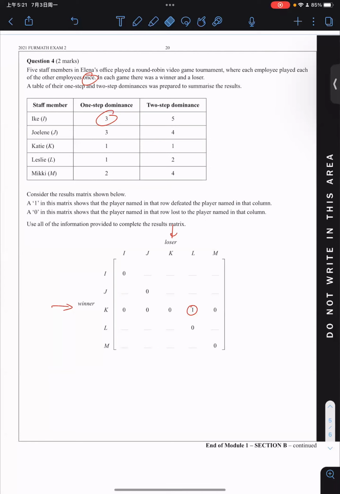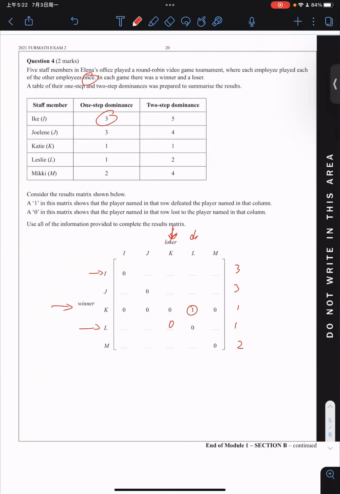L versus K should be a 0, right? Because when L plays against K, L is a loser, K is a winner. So K wins L, L lost to K. And we can follow the given numbers and try to make up everything. So I wins 3 games, so in total, the numbers would be 3, 3, and 1, and 1, and 2. All right.